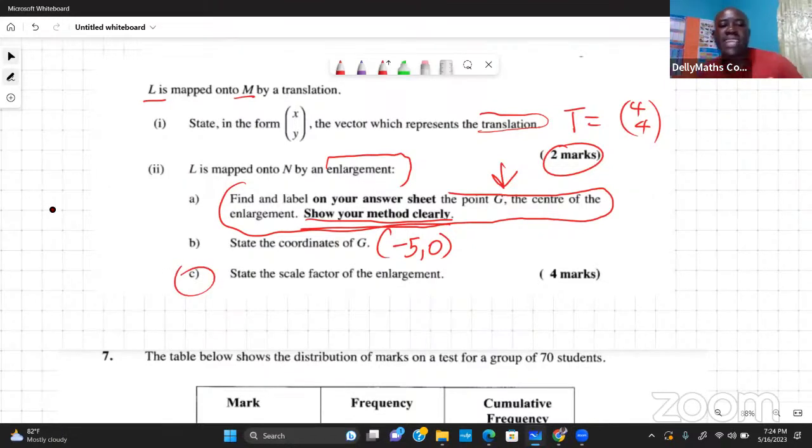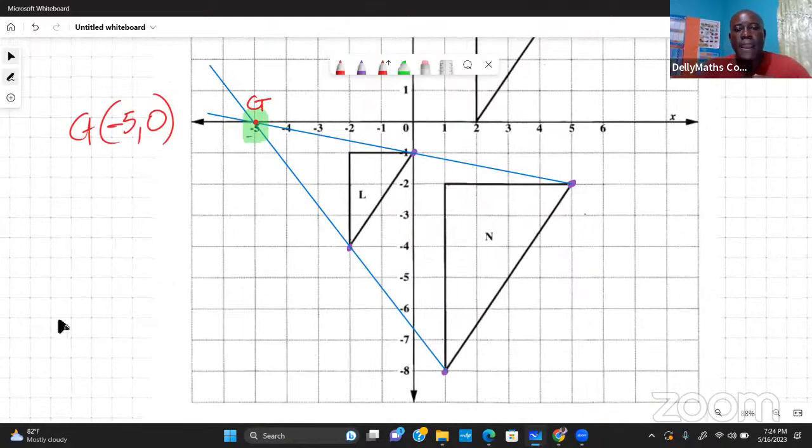The next one says, state the scale factor of the enlargement. Now, when you're going to state the scale factor, you need to understand which one is the image and which one is the object, please. If not, you'll get the inverse. You will actually get the reciprocal. All right, so watch this. It says L is mapped onto N. So L is the object, N is the image. L is mapped onto N by the enlargement. So L object, N image.